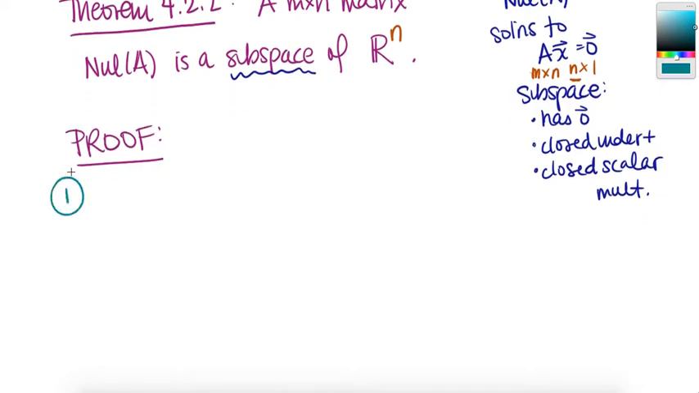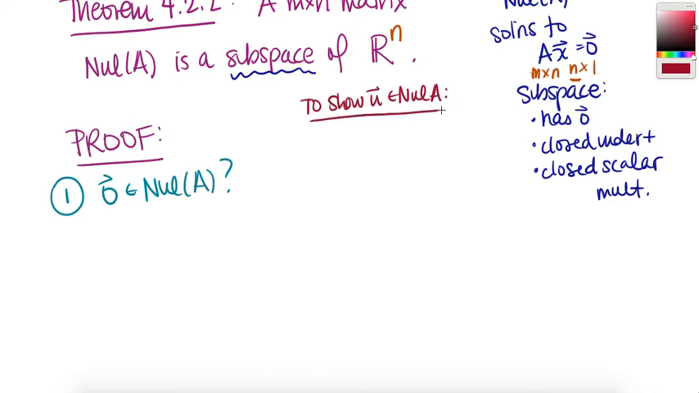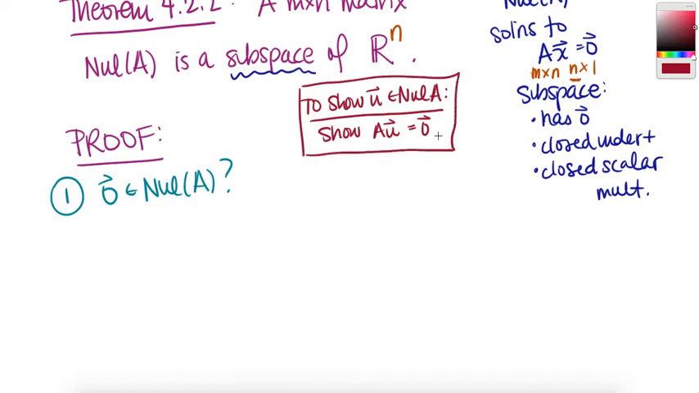So first thing we're going to do is check is 0 in the null space. Well, how do we show something is in the null space? To show u is in Null A, show that it fits that equation, that when you do A times u, you get 0. So just put that in a little box. We're going to be using that a lot in this proof.